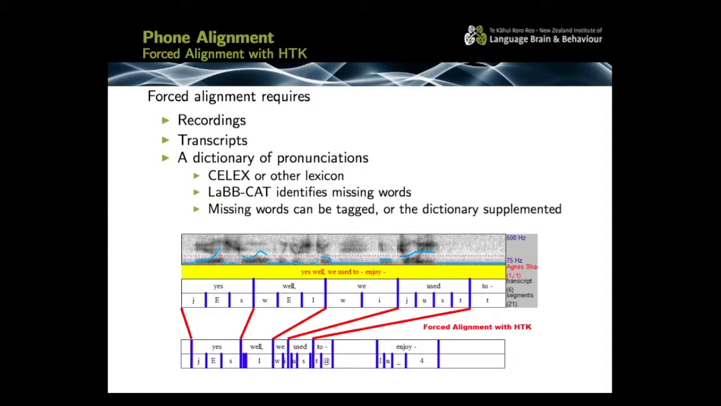Now another type of automatic processing you can do with LaBB-CAT is forced alignment. This is a process that takes the audio from the recording and lines up the word tokens with the audio, so you get start and end times of each of the words. In fact, it gives you phone alignments, so phones within the words, their start and end times as well.